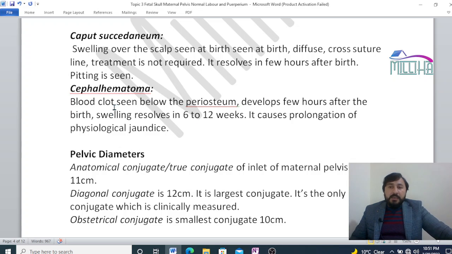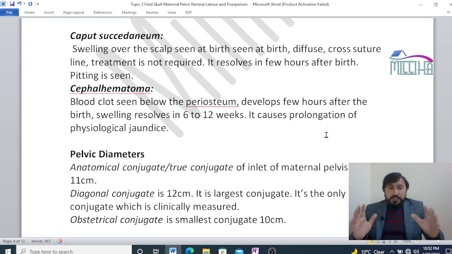Okay, cephalohematoma, blood clot seen below the periosteum. Periosteum is the covering of the bone. So that is more dangerous, or you can say severe, than the caput succedaneum. Caput succedaneum resolves within a few hours, but cephalohematoma takes about 6 to 12 weeks. That means 1.5 month to 3 months to resolve. It causes prolongation of the physiological jaundice.